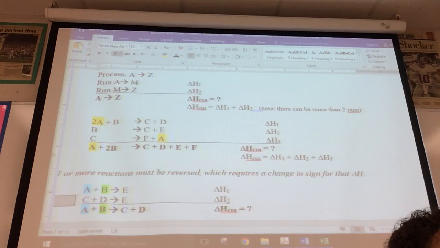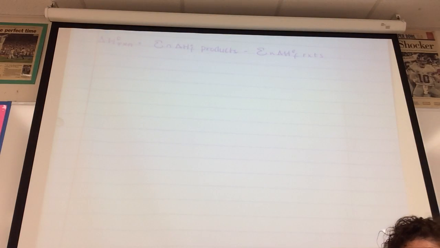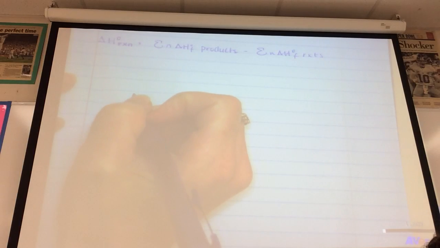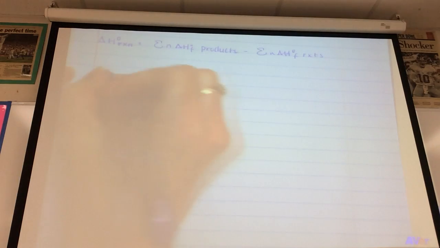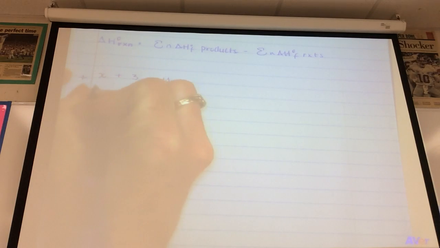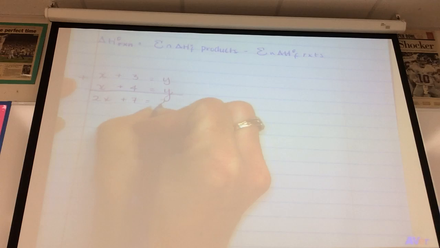And this is very similar to what you might have done in Algebra 1 probably 2 to 4 years ago. For example, if I wanted to sum two equations, x plus 3 equals y plus x plus 4 equals y, the sum of those two equations would be 2x plus 7 equals 2y.